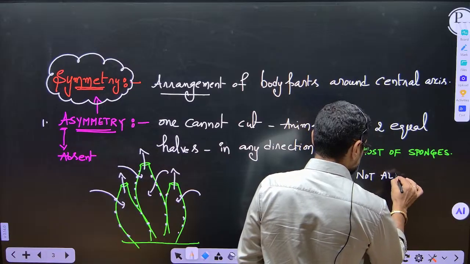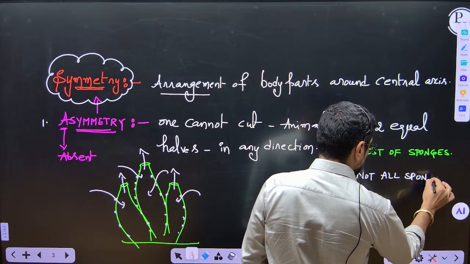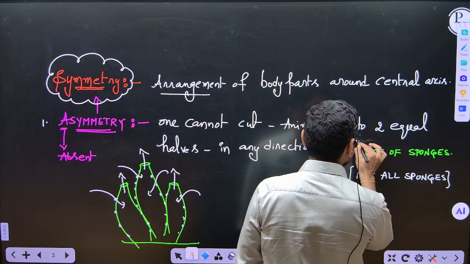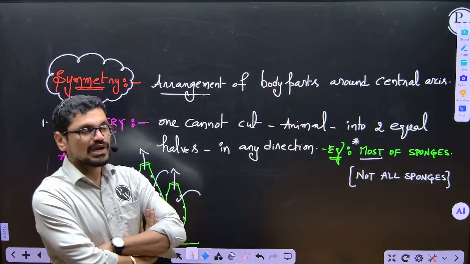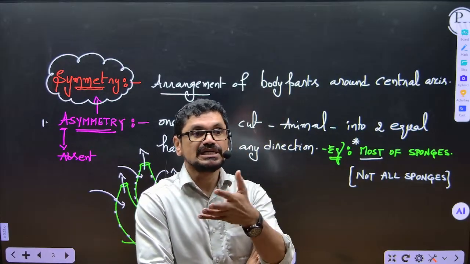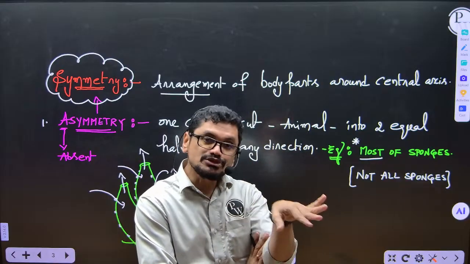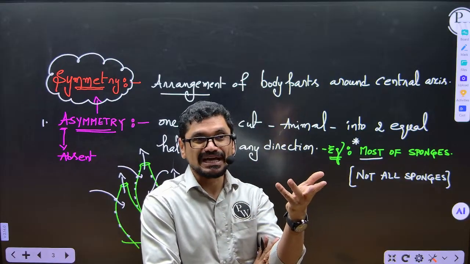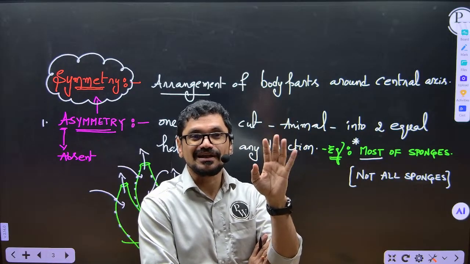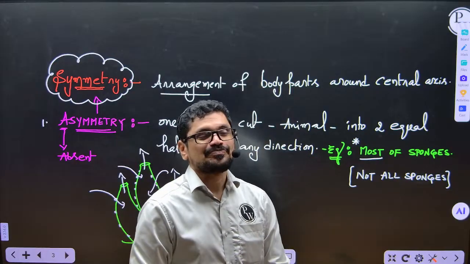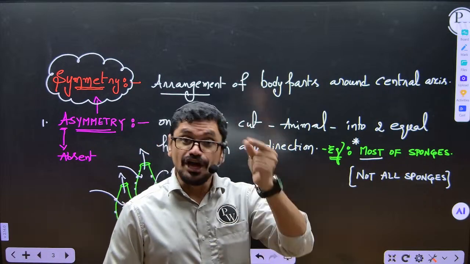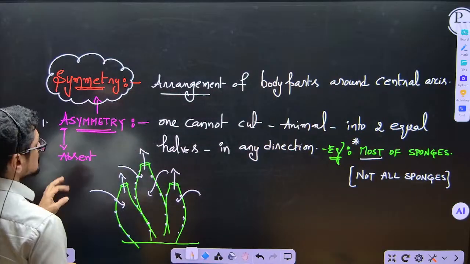Not all sponges. There are some sponges where we can cut them into two equal halves. So this is very important in biology, or as I am concerned with zoology, these words are very important when you are writing the exam. Most of the sponges are asymmetrical. Some of the sponges are asymmetrical. Very few sponges are asymmetrical. All sponges are asymmetrical. Most of the sponges are symmetrical. Very few sponges are symmetrical. Different statements. So you have to remember these prefix words: most, few, all, some, very few. These words are very important. So that's all about the first symmetry, my dear friend.